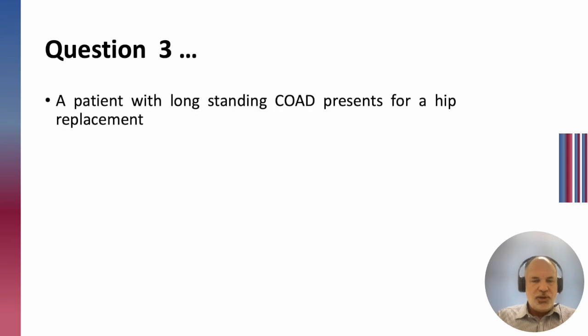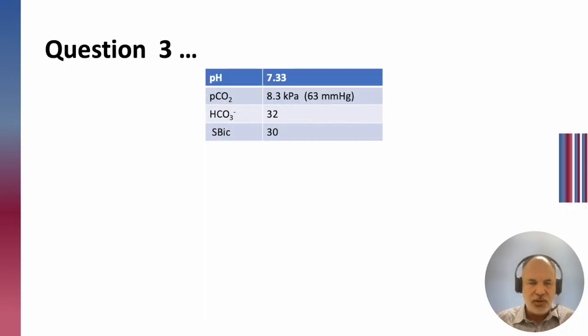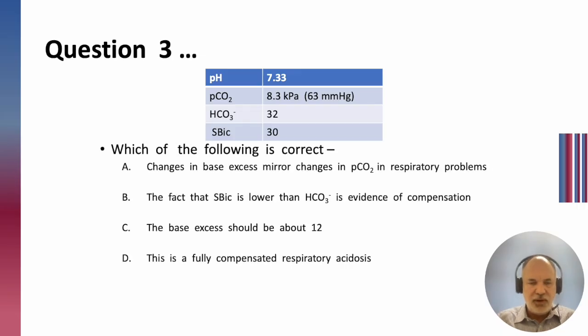The third question, also a little clinical scenario. So a patient with long-standing obstructive airways disease presents for an elective hip replacement, and the blood gas is as follows. So the pH is 7.33, the PCO2 is 8.3 kilopascals, the bicarbonate is 32, and the standard bicarb is 30. So which of the following is correct?